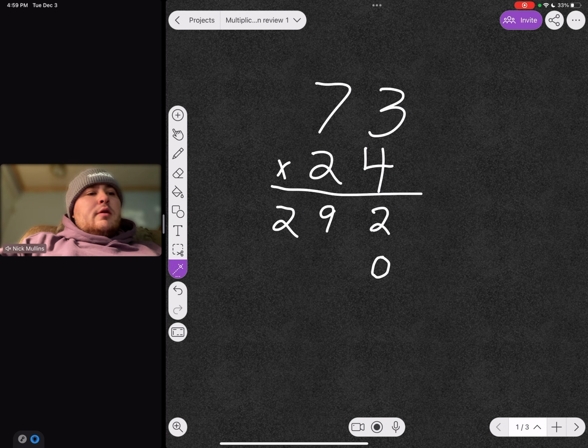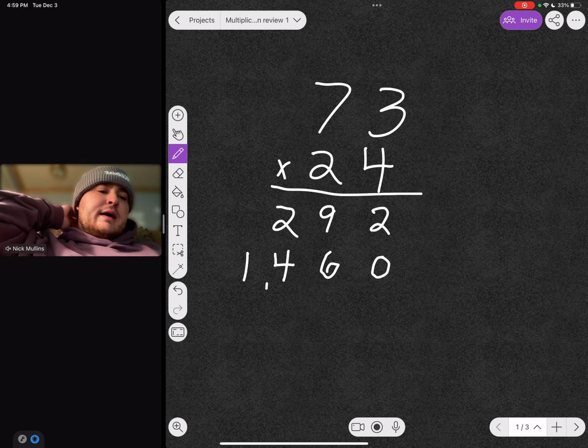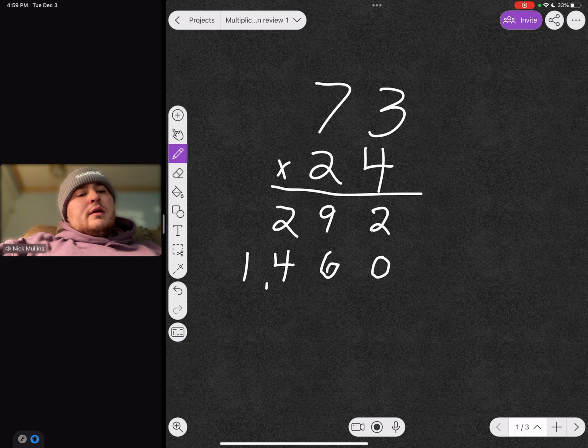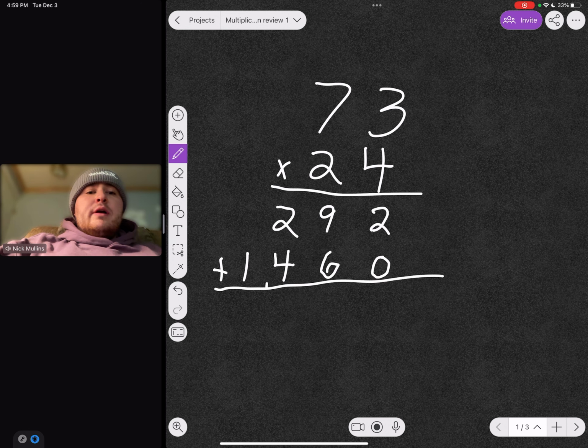And now I'm going to go over to my 2 and multiply it by the 3 and then the 7, just like we've been doing. So 2 times 3 gives me 6. And then 2 times 7 gives me 14. Okay, so 1,460 is my other partial product. Again, we just need to add them up, and we'll get our final answer.